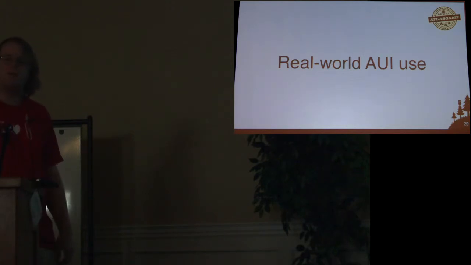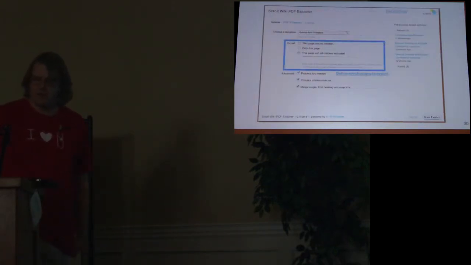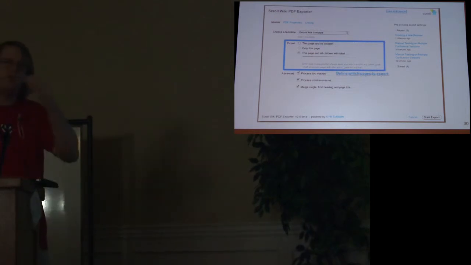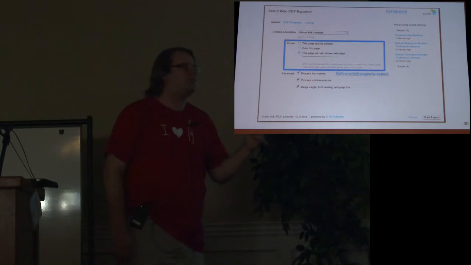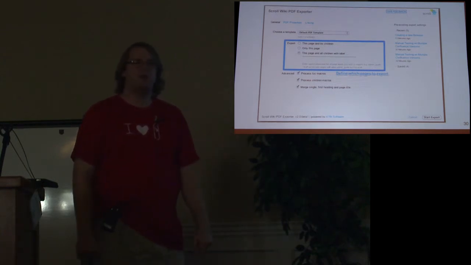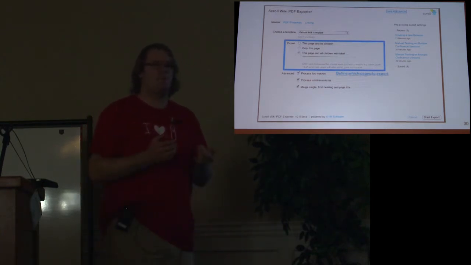3 plugins, 3 teams, 3 very different use cases. Let's start with this one. This is the Scroll Wiki PDF Exporter plugin. This is on Pack. It's pretty popular. It has several thousand downloads. It's something that a lot of people have used, a lot of people actually pay for.